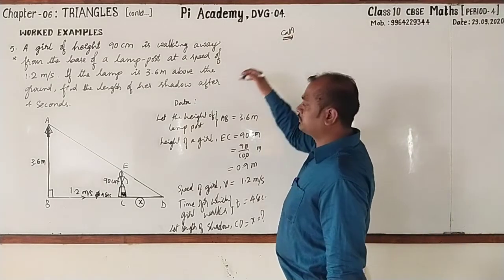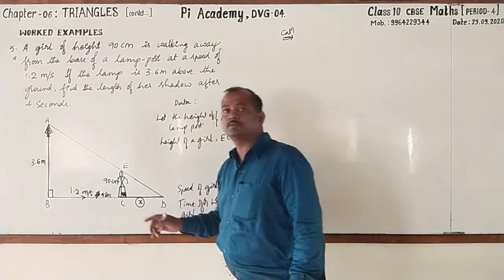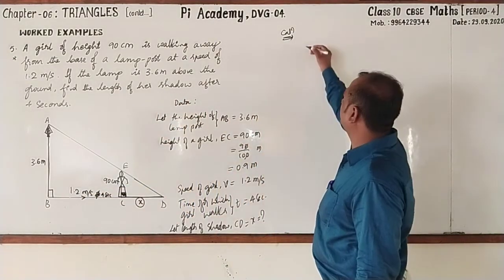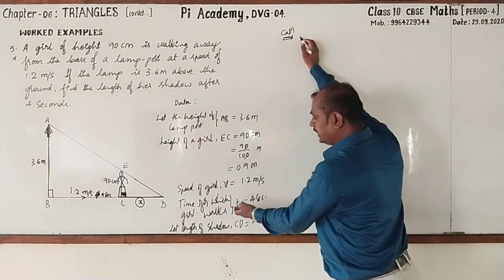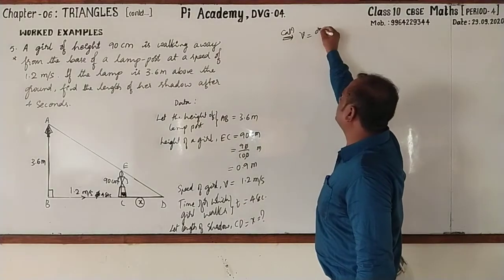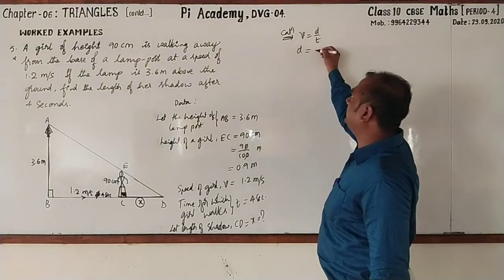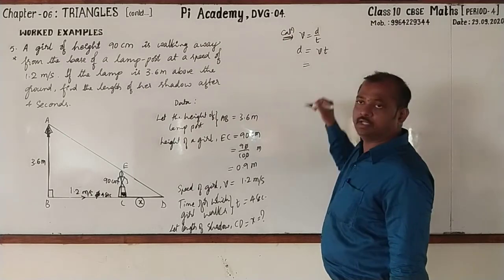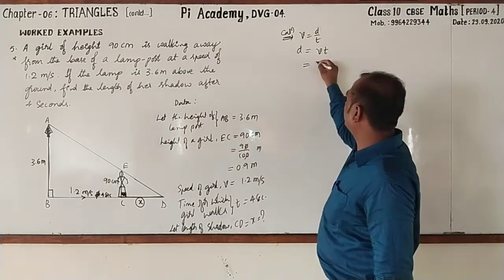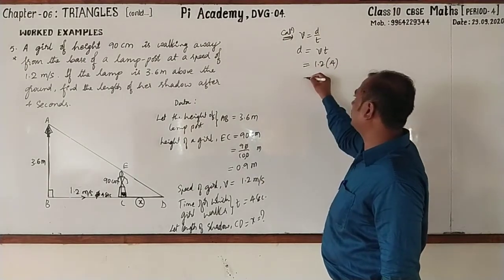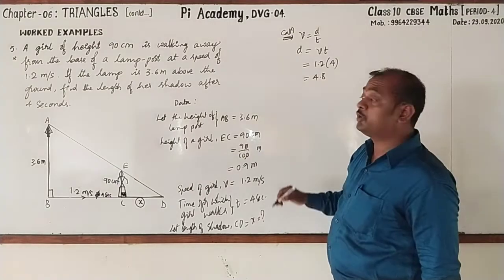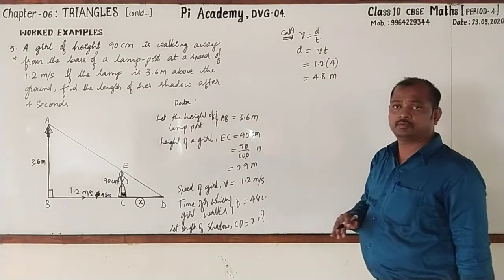Calculation. First we shall go for finding the distance from B to C. They have given V and T. We all know that V is equal to D by T. We want D. D is equal to V into T, where speed is 1.2 and time is 4 seconds. This will be 4.8 meter.